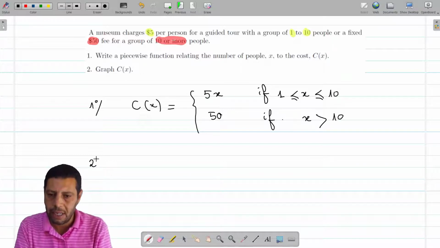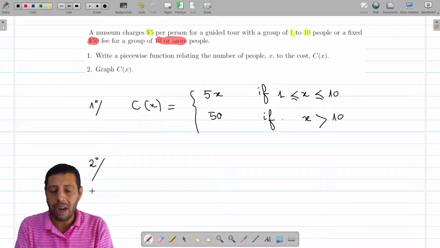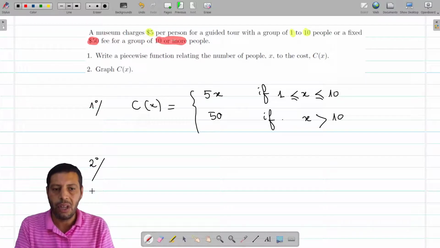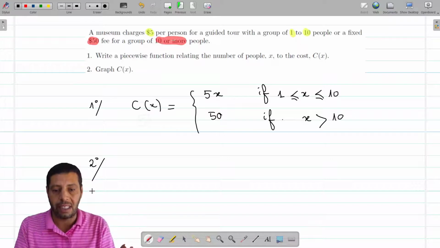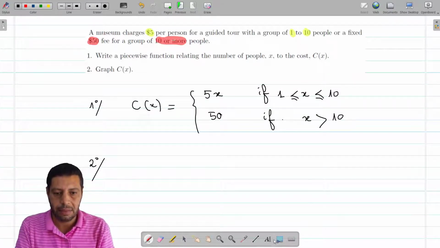The second question is graph c of x. And to graph a piecewise defined function, it's very simple. You take the expression of the function on each interval and you graph it on this interval. So let's start.